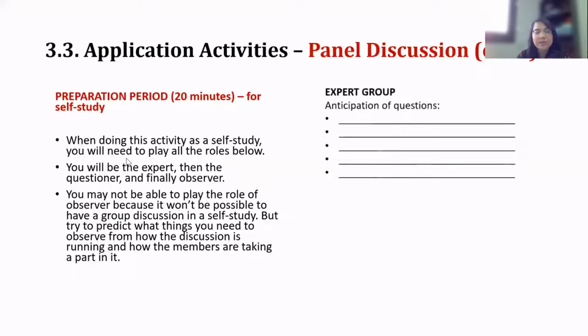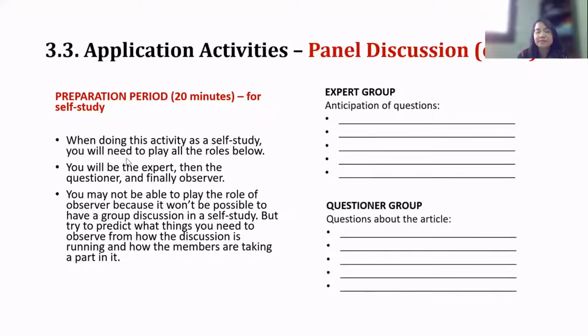So here are the same guidelines. When you are acting as expert group, what do you think need to be anticipated? What questions to anticipate from the questionnaire group? List at least 5 things to anticipate. And then move to questionnaire group. When you are playing a role as a questionnaire group, what kind of questions about the article you want to propose to the expert group? List down at least 5 questions.